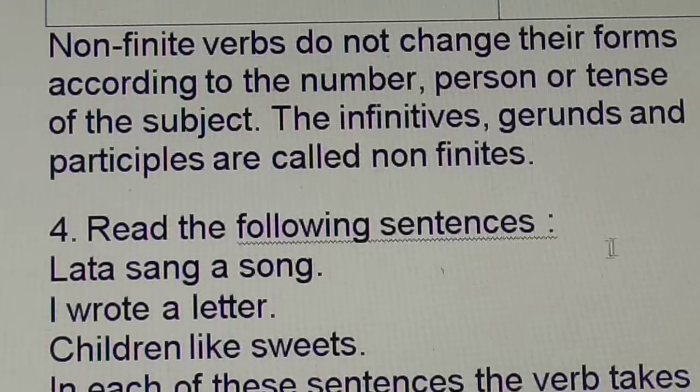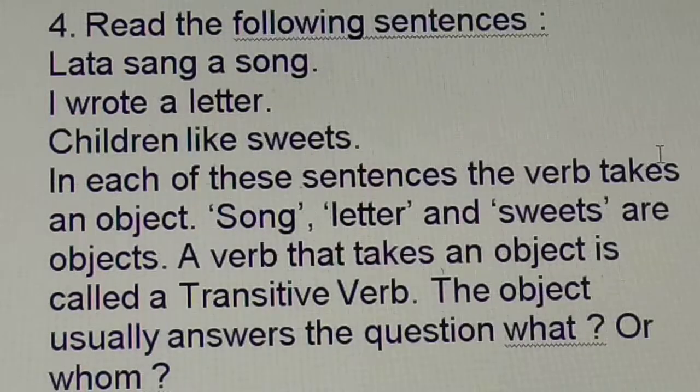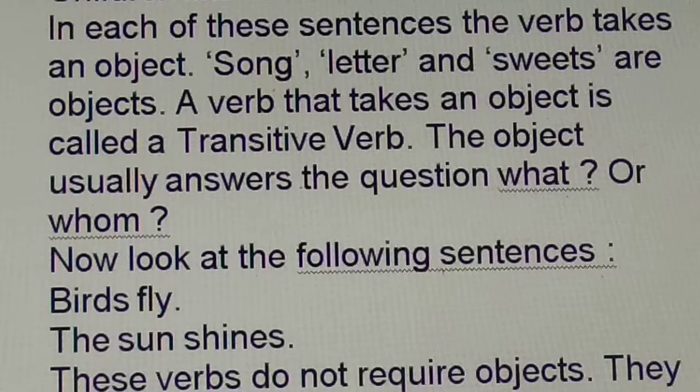So now read the following sentences, children. Lata sang a song. I wrote a letter. Children like sweets. In each of these sentences, the verb takes an object. Song, letter, sweets are the objects. A verb that takes an object is called a transitive verb. The object usually answers the question what or whom. Then you come to know that's an object.